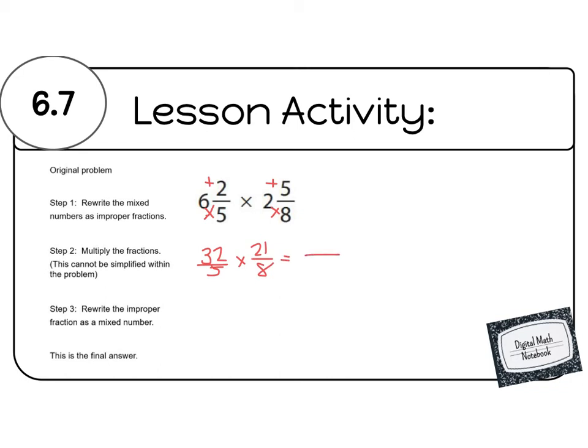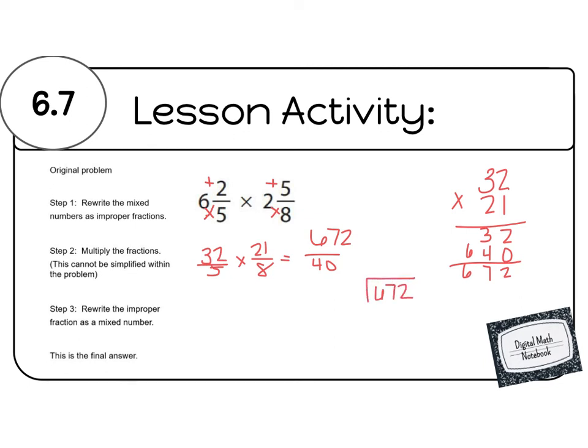Now our denominator is the easy part. That's going to be 8 times 5 is 40. But we're going to need to solve 32 times 21. So 1 times 2 is 2. 1 times 3 is 3. Start with a magic 0. 2 times 2 is 4. 2 times 3 is 6. Add them together. 2, 7, 6. So that would be 672 40ths. Whoa. All right, so now we need to divide.